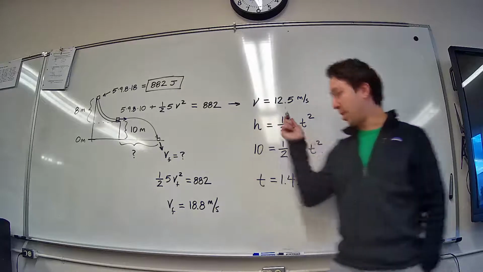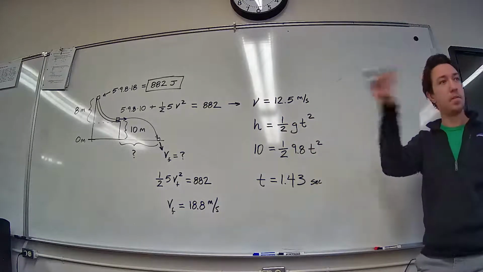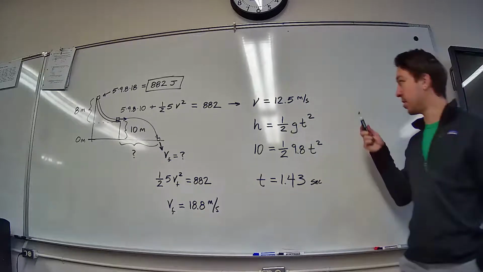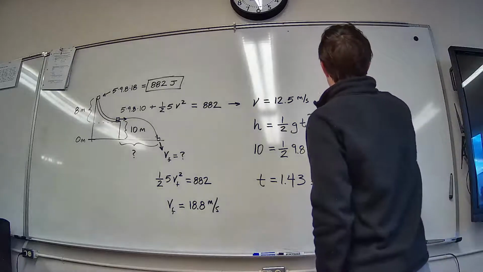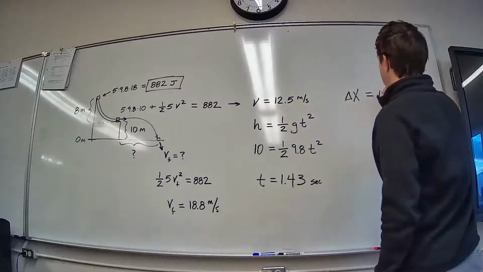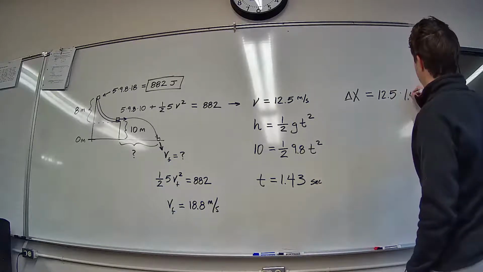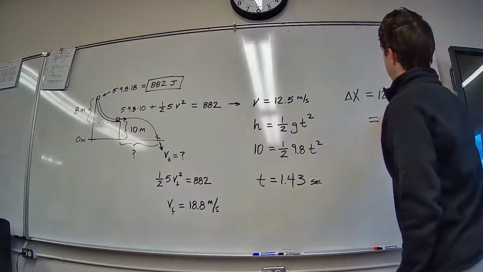Right there. And we know how long that's going to take place for, right? Because we know how long it's going to be a projectile for. So what's all I got to do? Multiply that. The horizontal displacement is just going to be that velocity, 12.5 meters per second, multiplied by the time, 1.43. And that's going to be our answer.